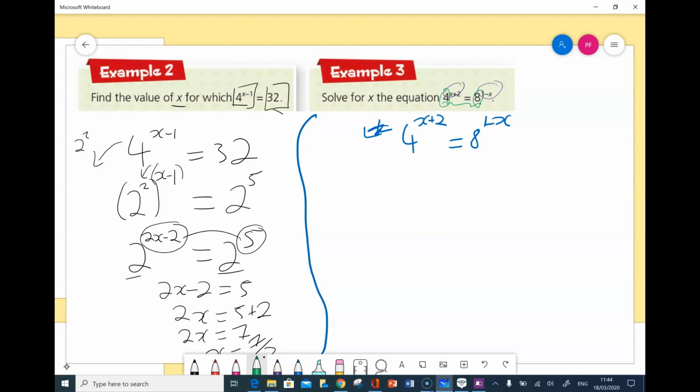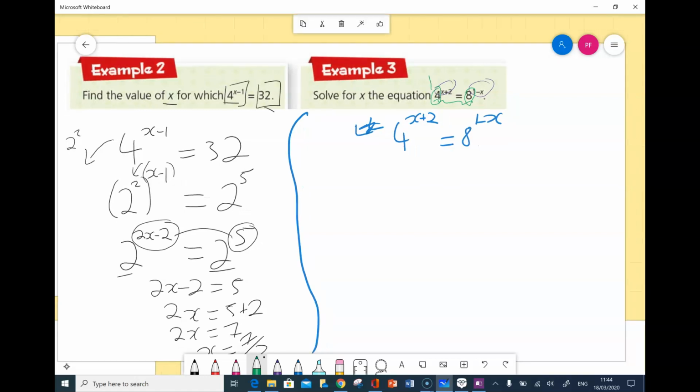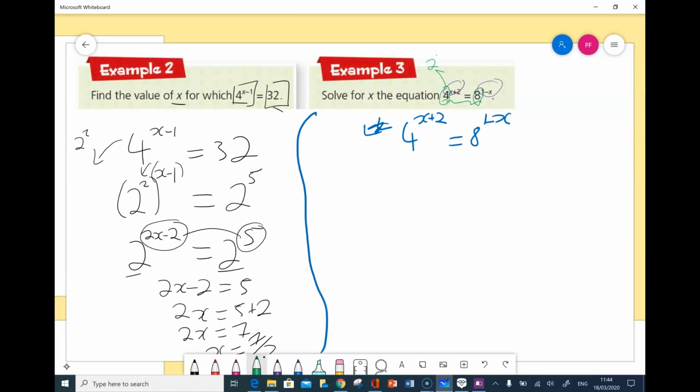So 4 to the power of 1 is 4, 4 to the power of 2 is 16, so 4 won't work. What number could I express them both as? Well, I could express 4 as 2 squared, and I could express 8 as 2 cubed. So I can express them as the same base number. Instead of 4, I could write 2 squared, and that's still to the power of x plus 2. And instead of 8, I could write 2 to the power of 3, and that's still to the power of 1 minus x.